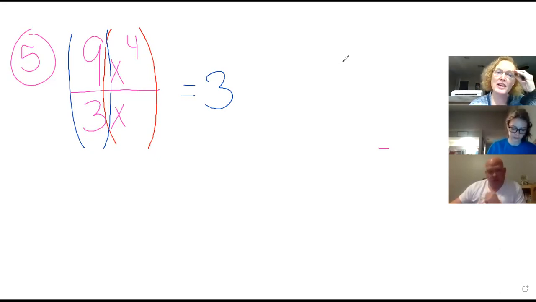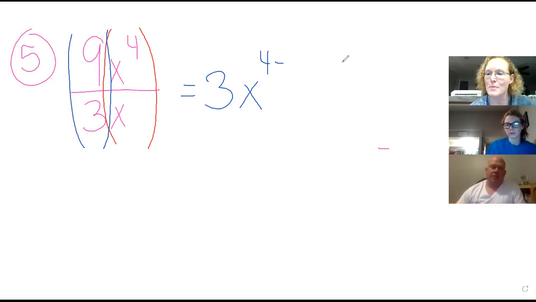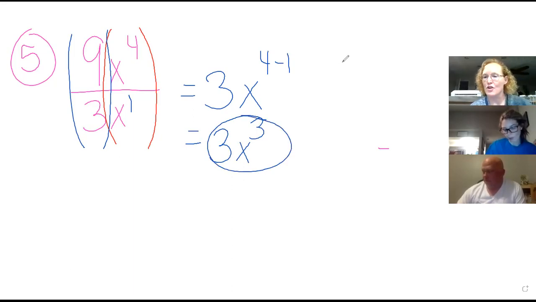And then you need to look at the exponents. You notice you have an x on top and an x on bottom, and so this goes back to the rule where we're going to subtract. So it would be 4 minus. But I picked this for a reason. You'll notice this x down here in the denominator doesn't have an exponent. If it doesn't have an exponent, you need to remember it's an understood one. So that's 4 minus 1. And what is 4 minus 1 going to be? 3. There you go. And so that's going to be 3x to the third.